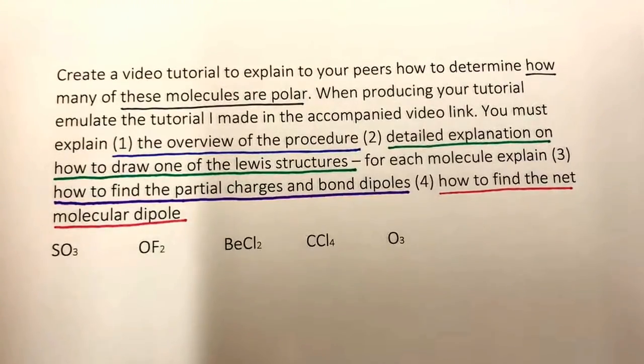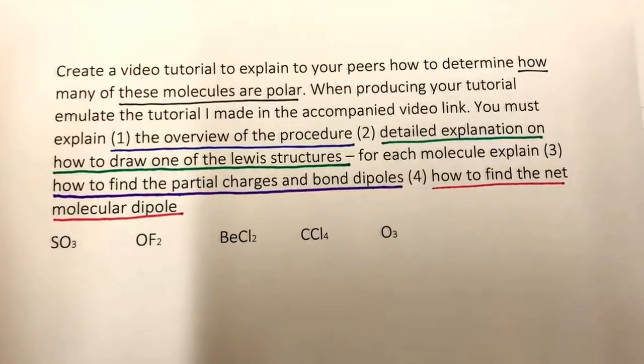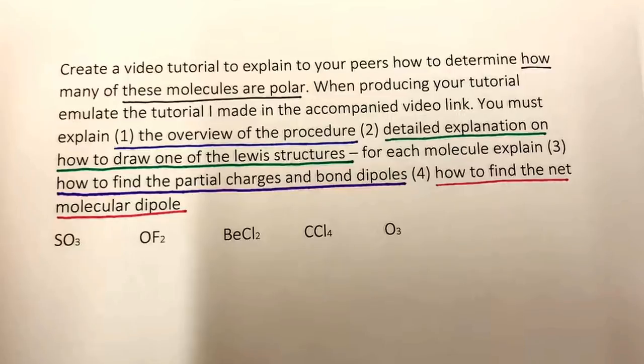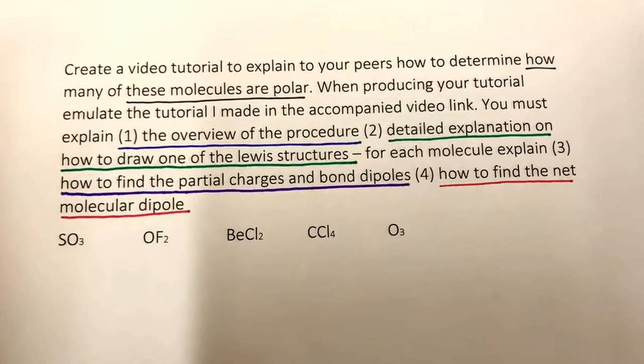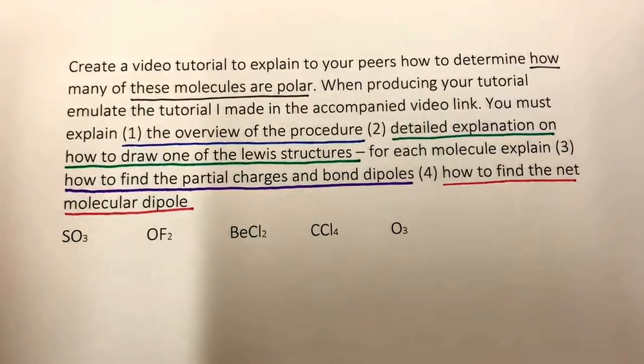The first step to solving this problem is to read it and find out what it's asking you. Ultimately, we are going to find out how many of these molecules are polar. We are given 5 molecules, and we'll do some steps in order to figure out what is polar.